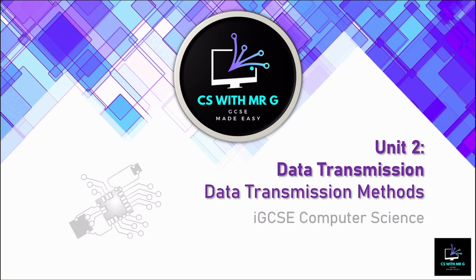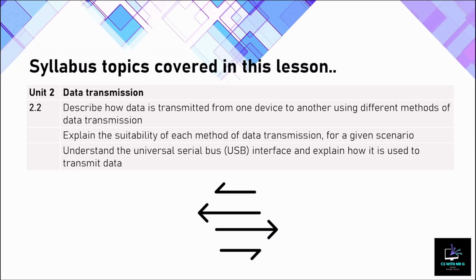Hello and welcome to lesson 2 of unit 2 in the iGCSE Computer Science 0478 or any other syllabuses that match up with this topic. Today we're looking at data transmission methods, how data is transmitted from one device to another. We're going to look at the suitability of each method of data transmission for a given scenario. So to be given a scenario and know which type of data transmission is best. We'll also look at USB, the fundamentals of it, why it's used so much, and also how it ties in with the first point, transmitting data from one device to another.